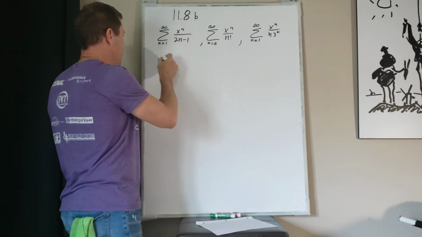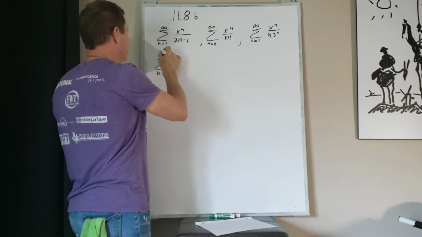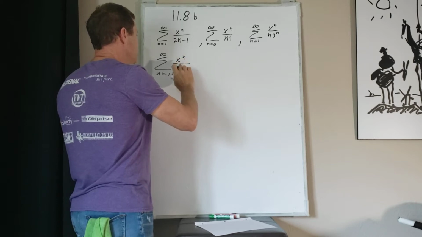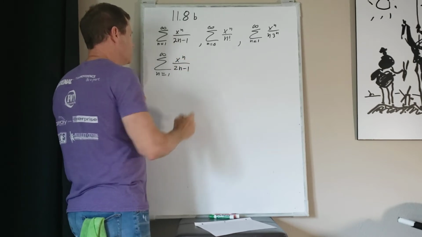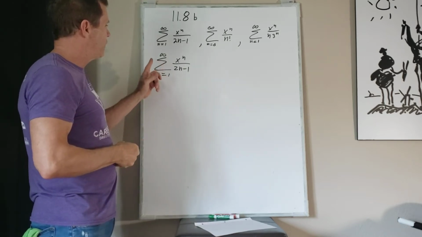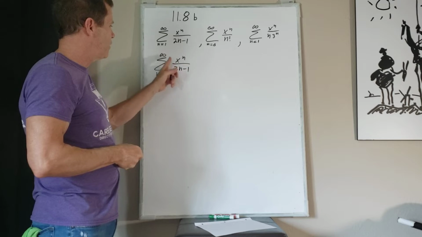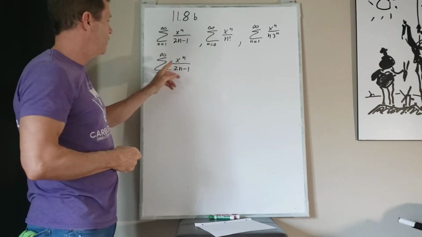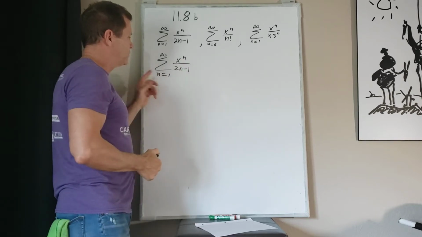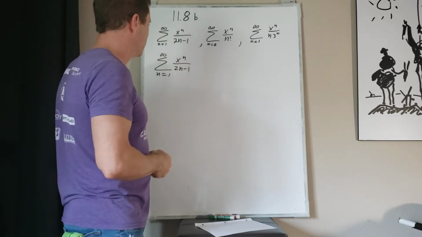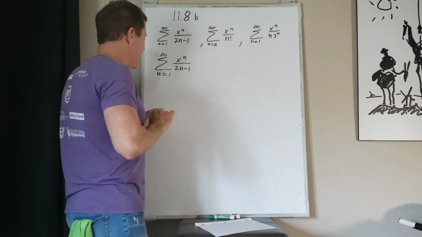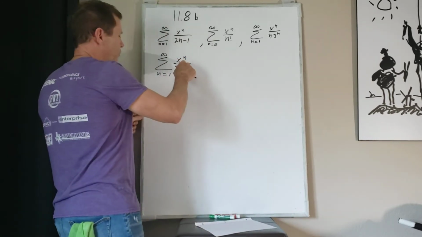This is the summation n equals 1 to infinity of x to the n over 2n minus 1. Okay, so for different values of x, this thing may converge, it might not converge. So I want to see for what values of x this series will converge. And usually we use the ratio test. So let's use the ratio test on this.